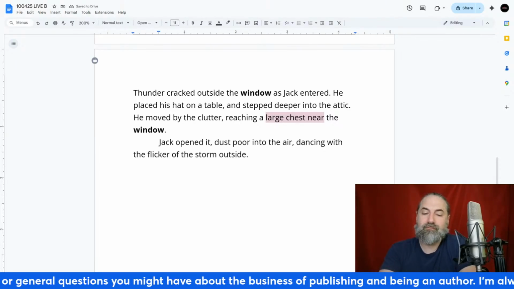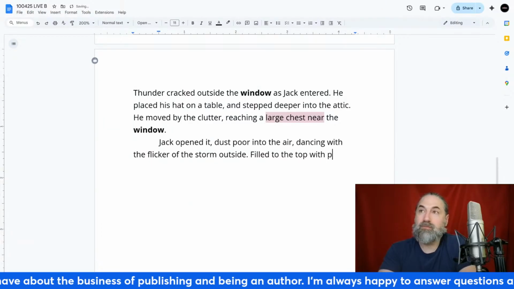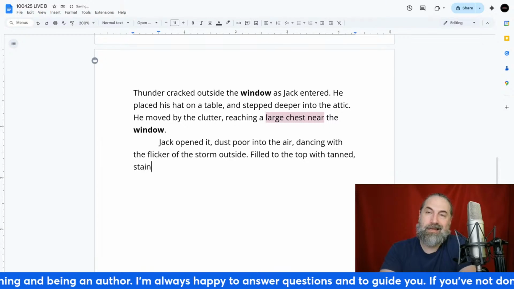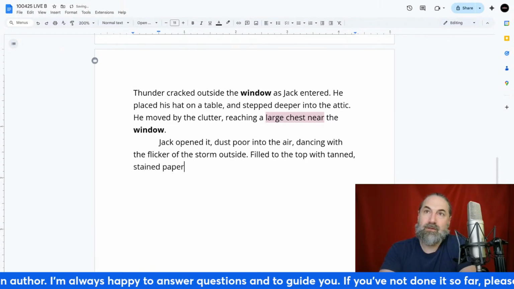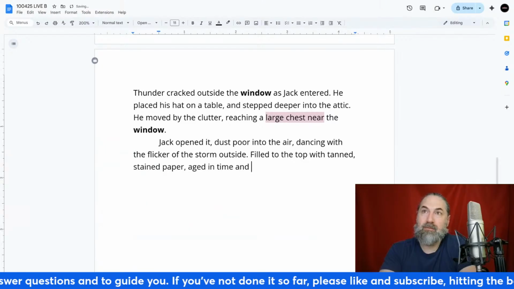Okay. Filled to the top with tanned, stained paper, aged in time and loss.